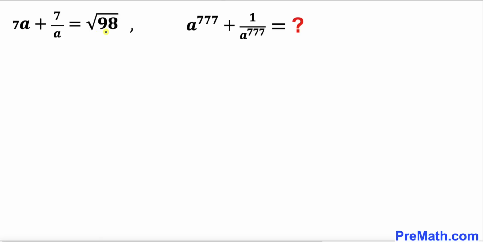In this video, we have this equation: 7a plus 7 divided by a equals the square root of 98. And now we are going to find the value of a to the power 777 plus 1 divided by a to the power 777.